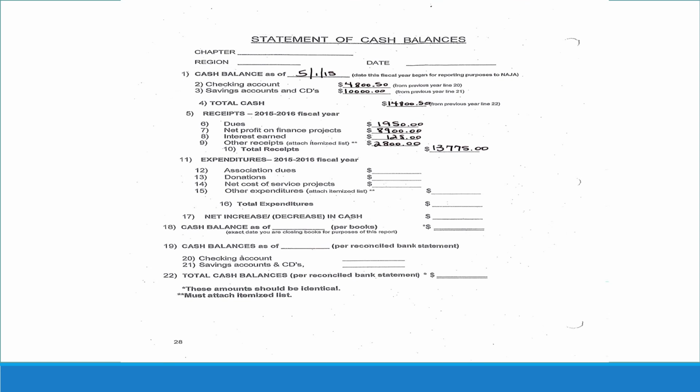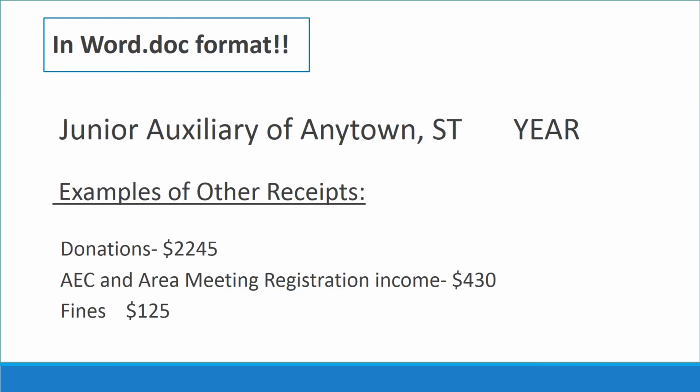On lines 6 through 9, the various income items will be entered from your year-end income statement. Dues, the net profit made on your finance projects, which is the income less the expenses, any interest earned, and then everything else totaled in one line under other receipts. We do need you to list what makes up the amount on line 9 in a Word document format so that it can be downloaded for review. At the top of this document, be sure to put the chapter name and year. And to the right of line 9 is a Browse button where you can locate the file in your documents and attach it. The receipts will then automatically total.